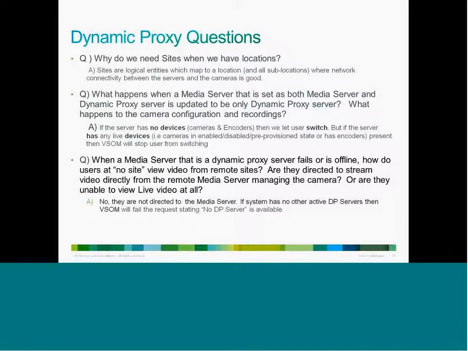The question was, what happens when a media server is set as both dynamic proxy and media server, the load increases, and you want to make it a dynamic proxy server by itself? What happens to the camera configs and recordings? So in VSOM, if you have existing configurations, VSOM ensures that you remove cameras and encoders, and hopefully you've reconfigured them on a different media server if needed. When you remove all the devices, VSOM lets you switch to dynamic proxy only mode.